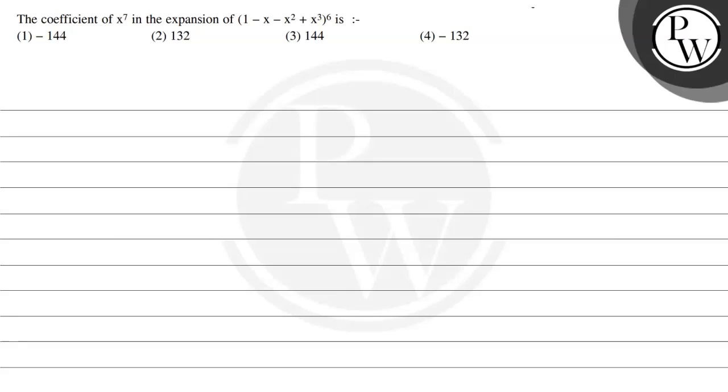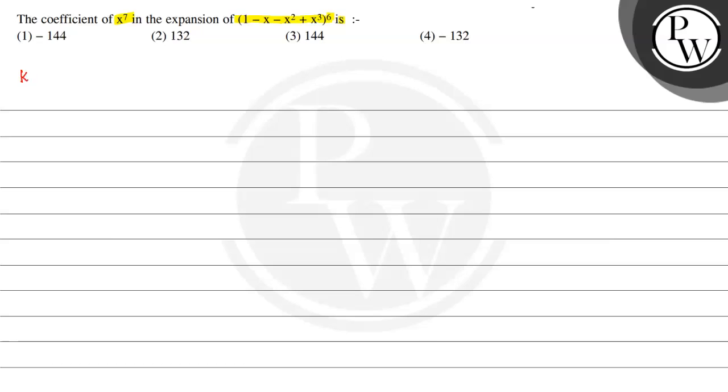Hello bachcho, let's read the given question. The question states: the coefficient of x to the power 7 in the expansion of (1 - x^2 + x^3)^6 is. Option 1 is -144, option 2 is 132, option 3 is 144, option 4 is -132.